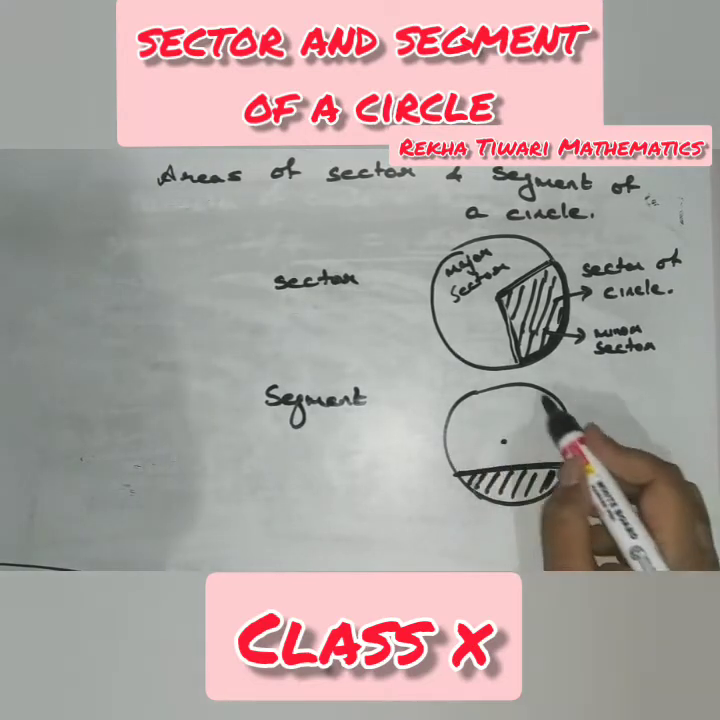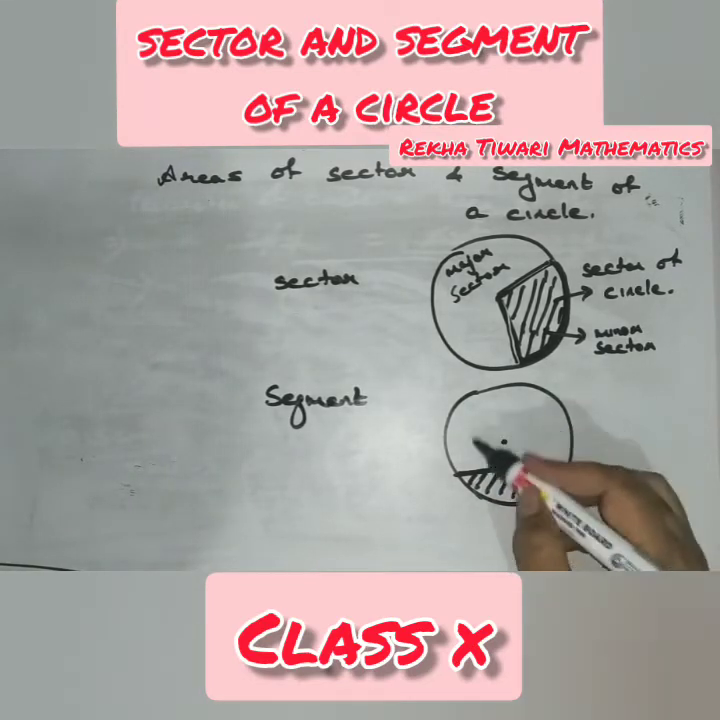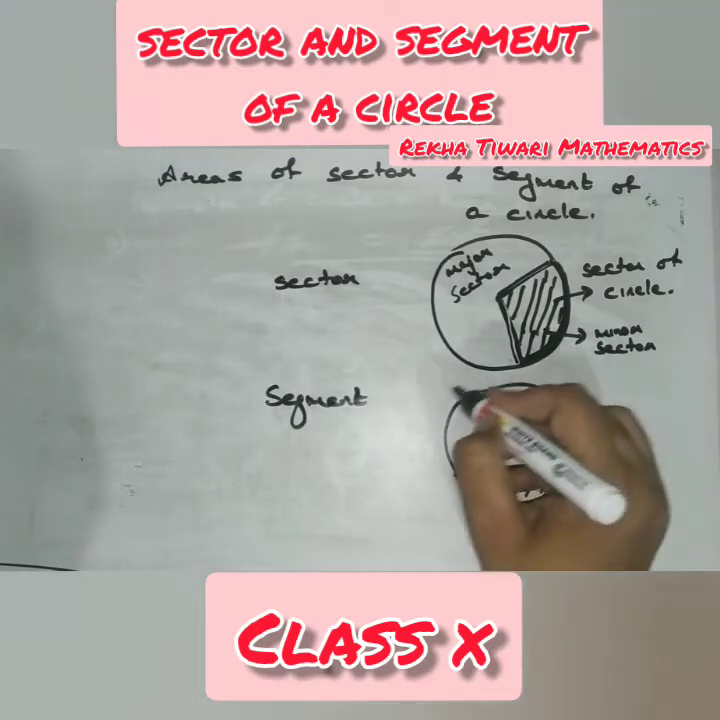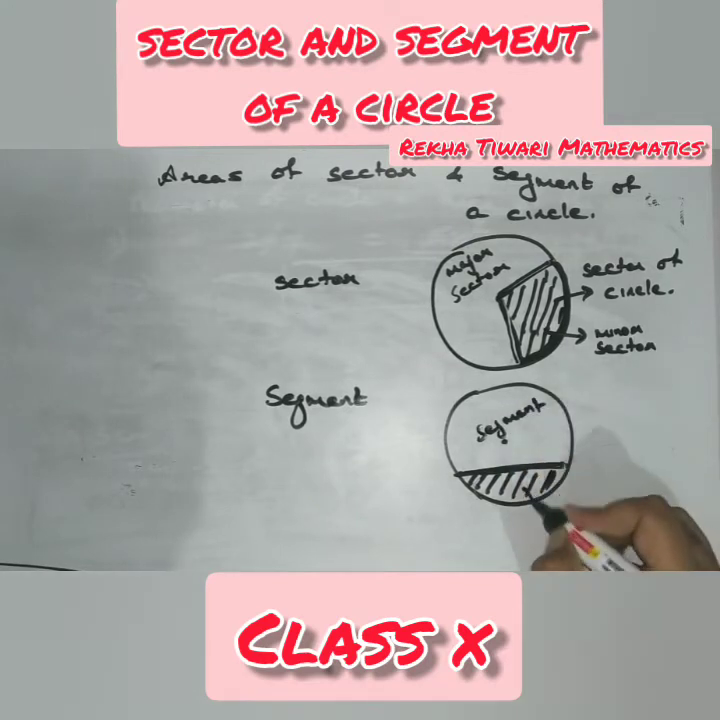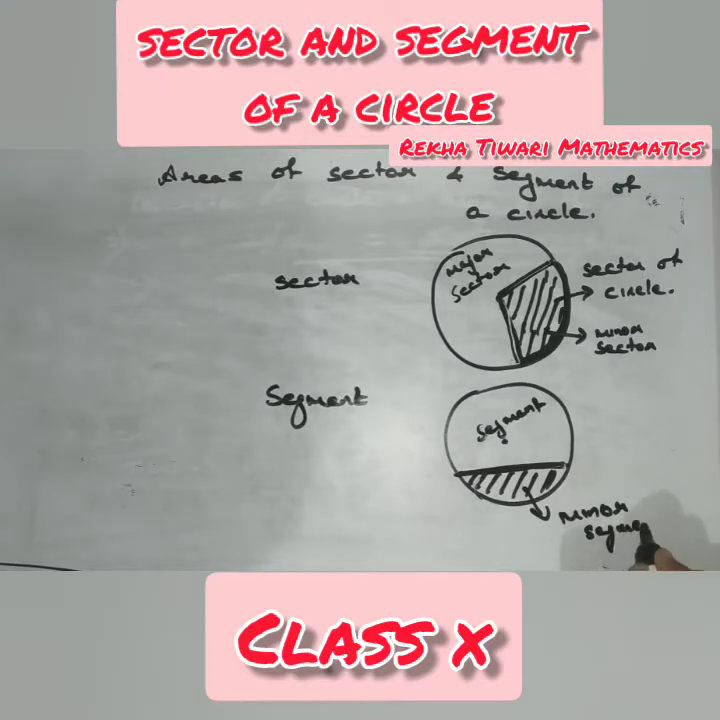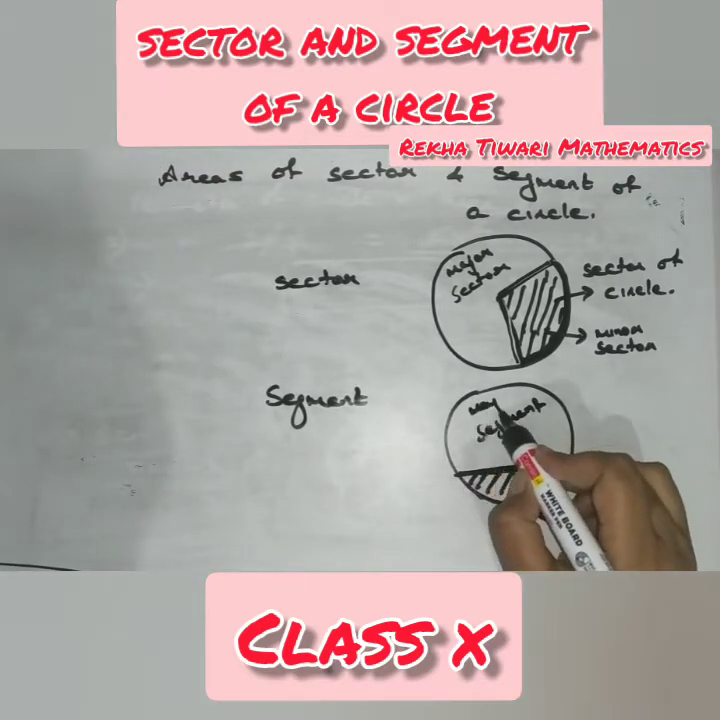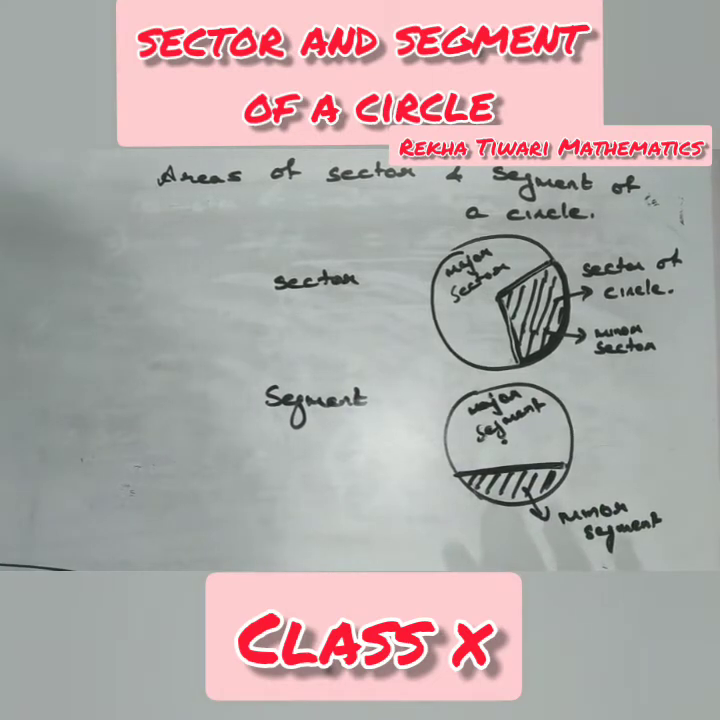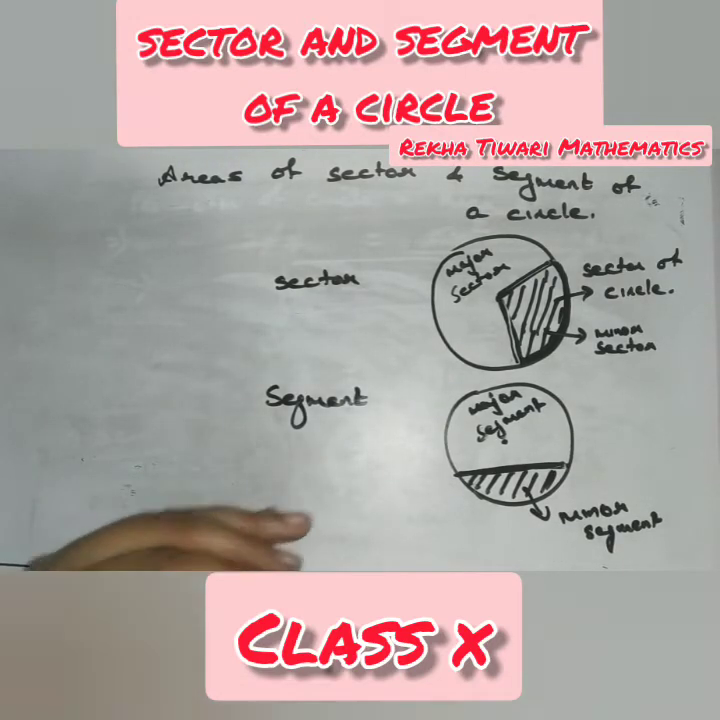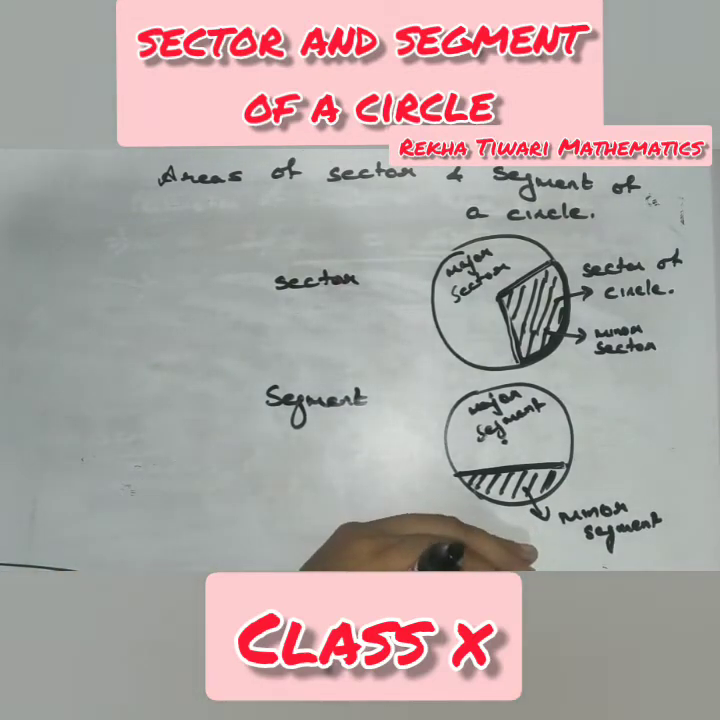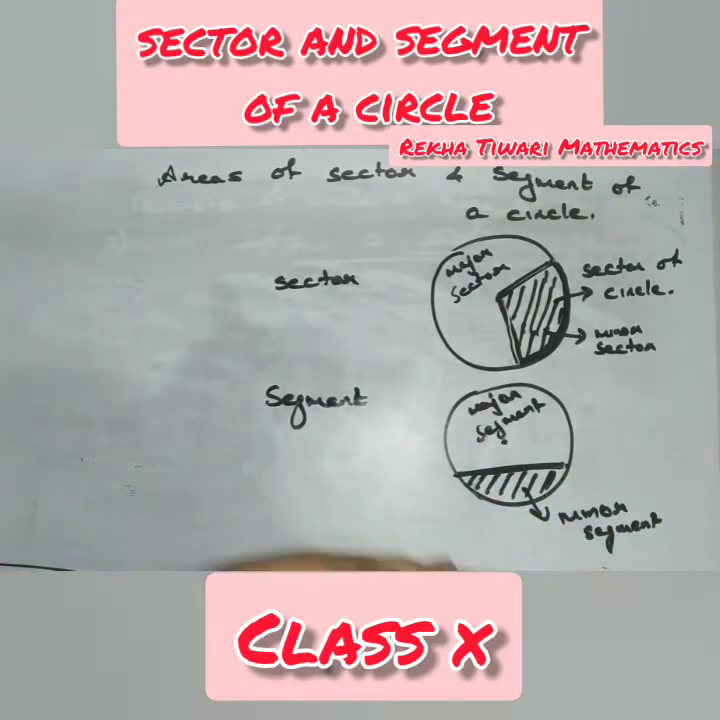Again, could I call this one as segment? Yes, this is also the segment because this is the chord and this one is the arc. So this is also segment. Again the same thing. This one is the minor segment of the circle. And this is the major segment of the circle. So this is the basic definition of sector and segment. Sector is the region bounded between two radii and the arc, whereas segment is the region bounded between chord and the arc.